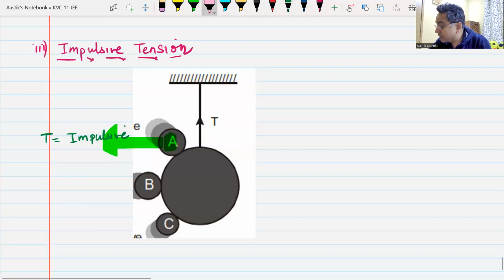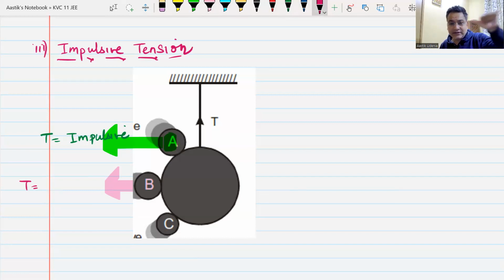Case number B, the pink case. Is tension impulsive or non-impulsive? The ball is hitting like this. This ball can move. So the tension would be non-impulsive, because this string is not going to stop it from moving ahead. Yes or no?